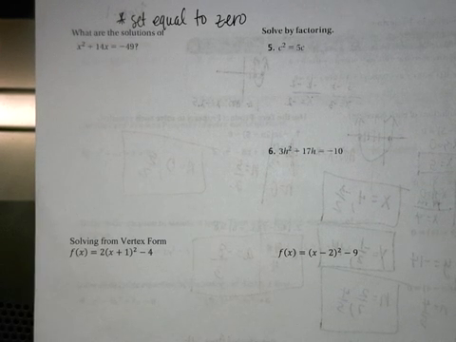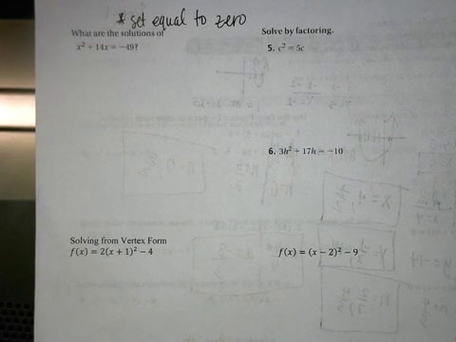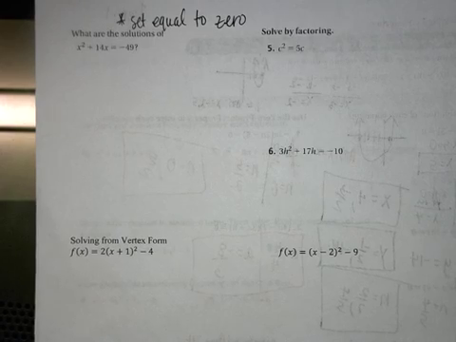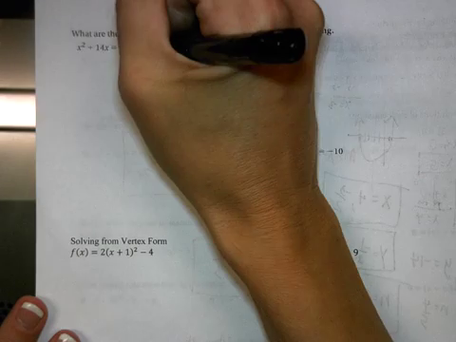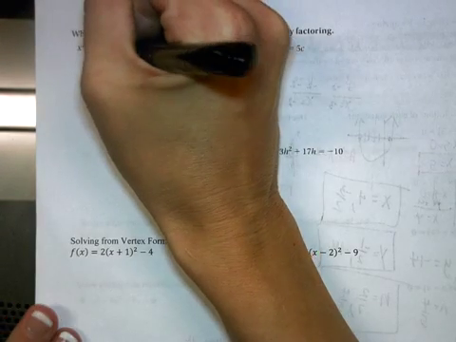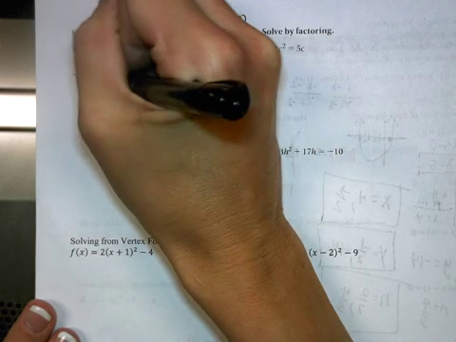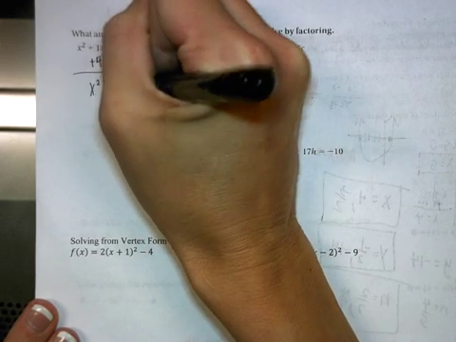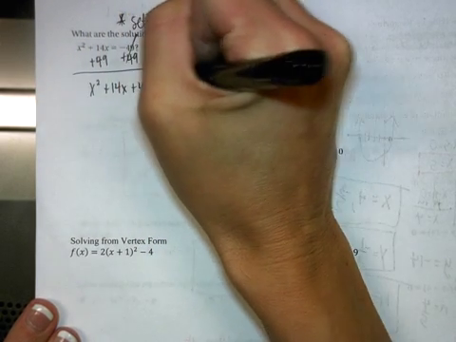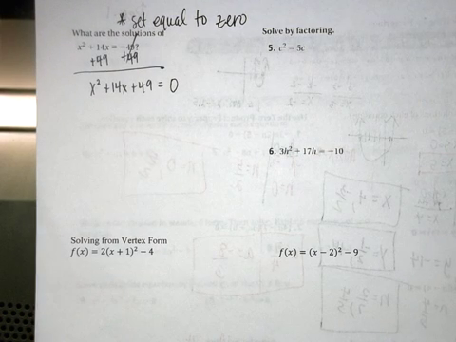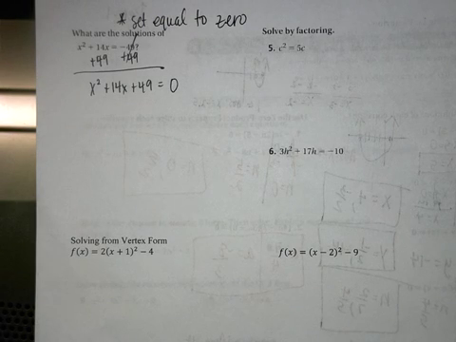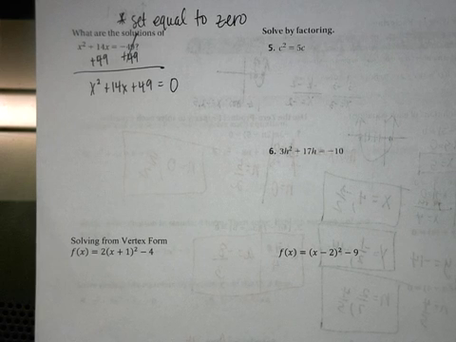So starting here on the left side, what is my issue? Good, we need to move the negative 49, so we'll add 49 to both sides. Okay, these cancel. I get x squared plus 14x plus 49 equals 0. So now I can factor. Can I do the shortcut? Yes. How do you know?